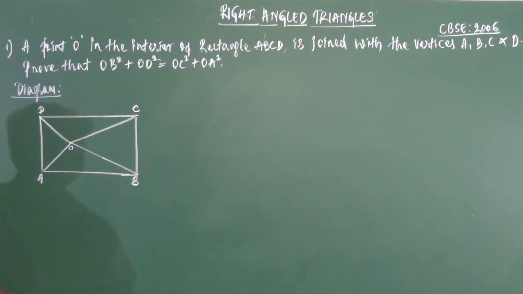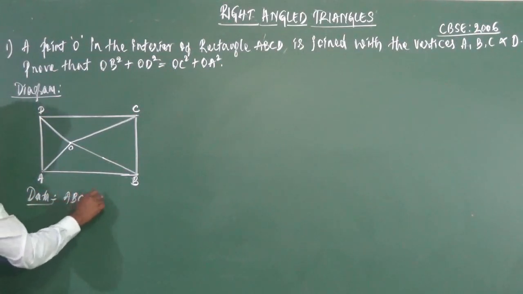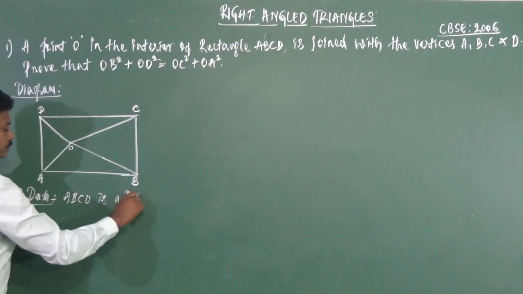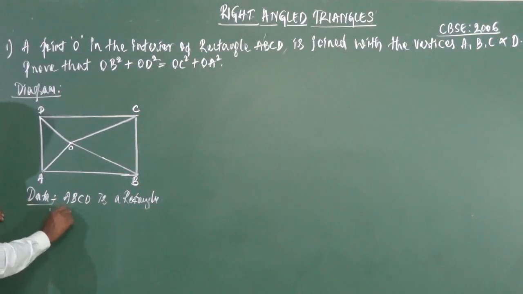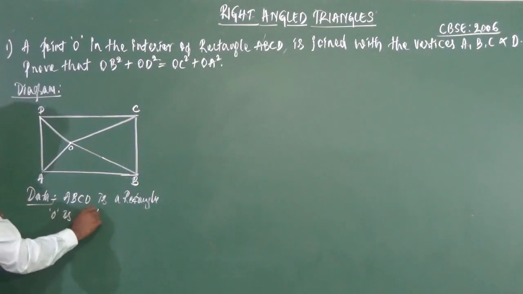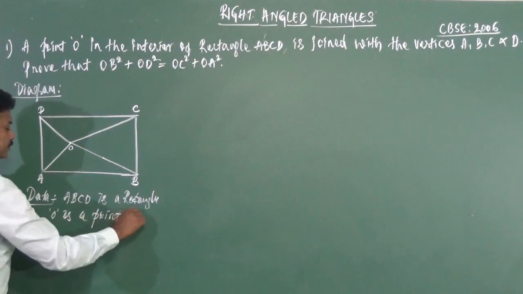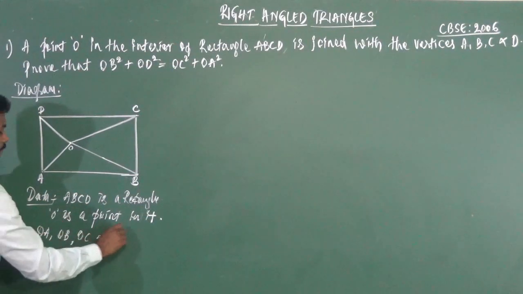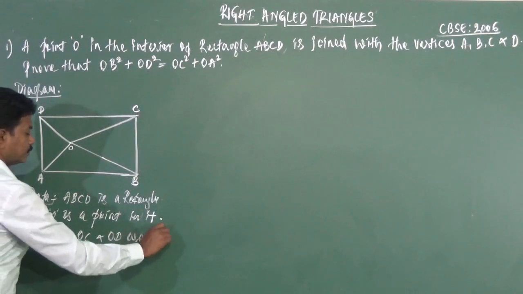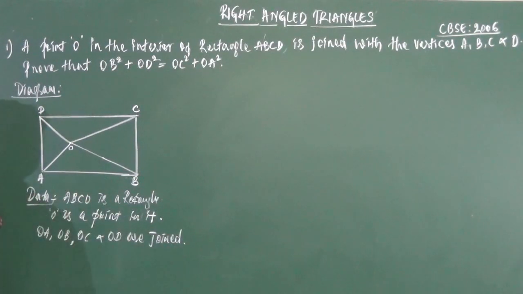So it looks very fuzzy at this point, but the problem is very nice. Just follow. So let us get into the data. ABCD is a rectangle. O is a point in it. OA, OB, OC and OD are joined.